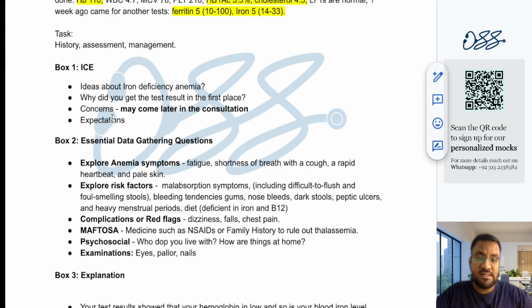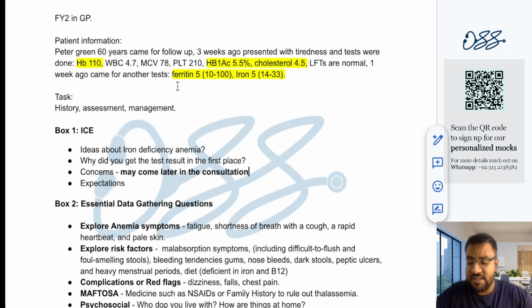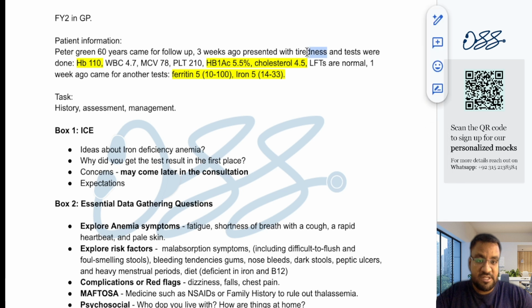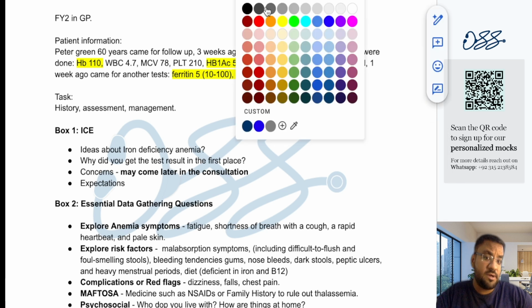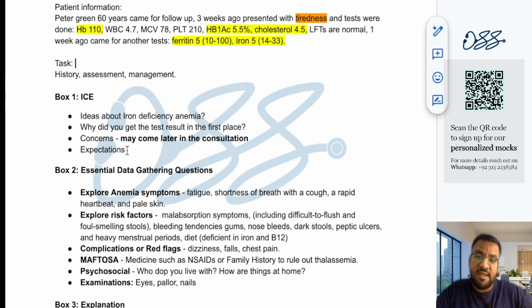Concerns may be there in the very first go, or they may come later in the consultation. For example, in this case, the patient may say, doctor, my only concern is why am I feeling tired? Because this patient was initially feeling tired. Or the concern may be, doctor, what is there in my test results? I want to understand why these tests were done. Or they may drop a few concerns later on in the consultation. And then expectations, that is, what is your main expectation as of today.